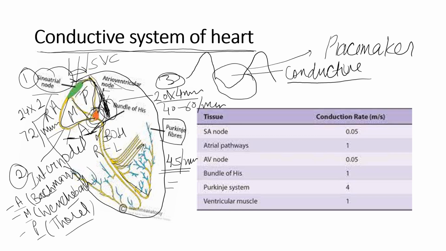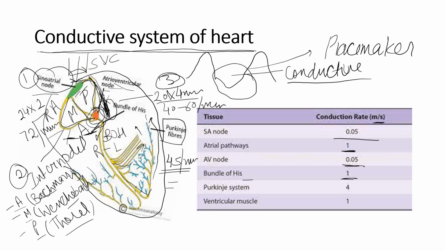One more important thing you should know is that these Purkinje fibers supply the muscle. Every fiber has a different diameter. That's why we have different conduction speeds here. As you can see, the SA node has a conduction speed of 0.05 meter per second. The atrial pathways have a higher conduction speed, right? The AV node has the same conduction speed as the SA node, 0.05. The bundle of His is the same as the atrial pathways, right?